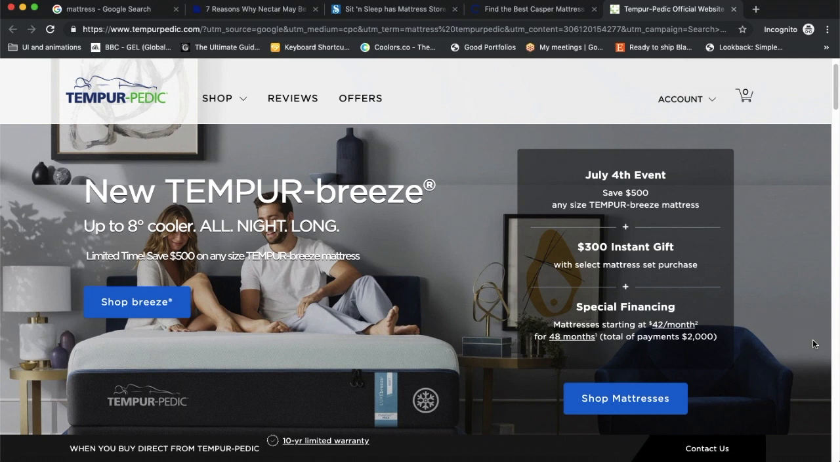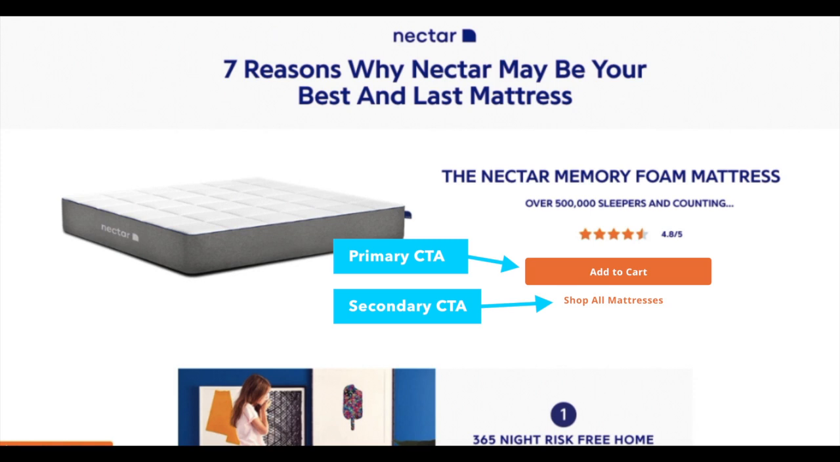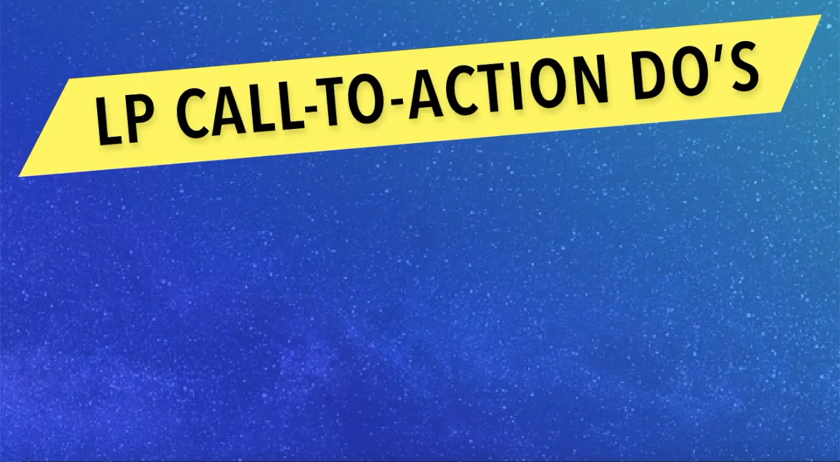Now, the Tempur-Pedic page has 2 calls to action. This is usually a pretty big no-no, especially above the fold. You should only have 1 call to action. Like I said, a landing page should have 1 clear objective. If you really want or need to have 2 calls to action in the same section, at least differentiate them in color and size so that the user can understand what is their primary call to action, what do we really want them to do, and what is something that's more secondary.